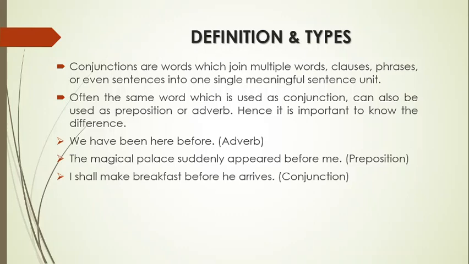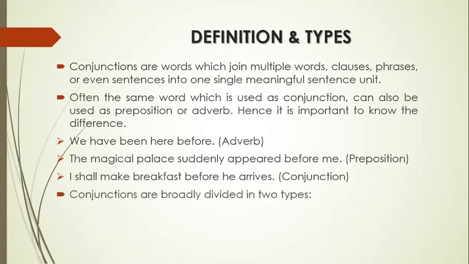Let's have another one. I shall make breakfast before he arrives. Now you see here there are two sentences. I shall make breakfast, sentence number one, and he arrives, sentence number two. But the word before combines these two sentences into one single meaningful unit. So here the word before is used as a conjunction. Now I hope I have made this clear before you, whether the word that we are using in a sentence is a conjunction or adverb or preposition. It is very important to identify because otherwise you may lose your precious marks.